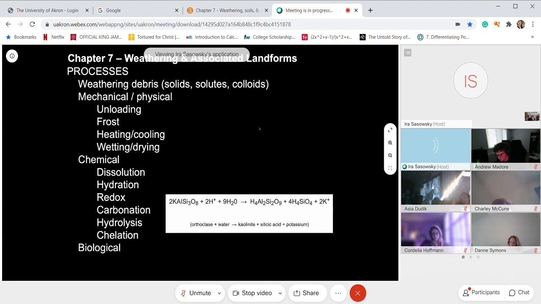So this is an example of a hydrolysis reaction, and there's many others which are listed in your book. You can read those over.